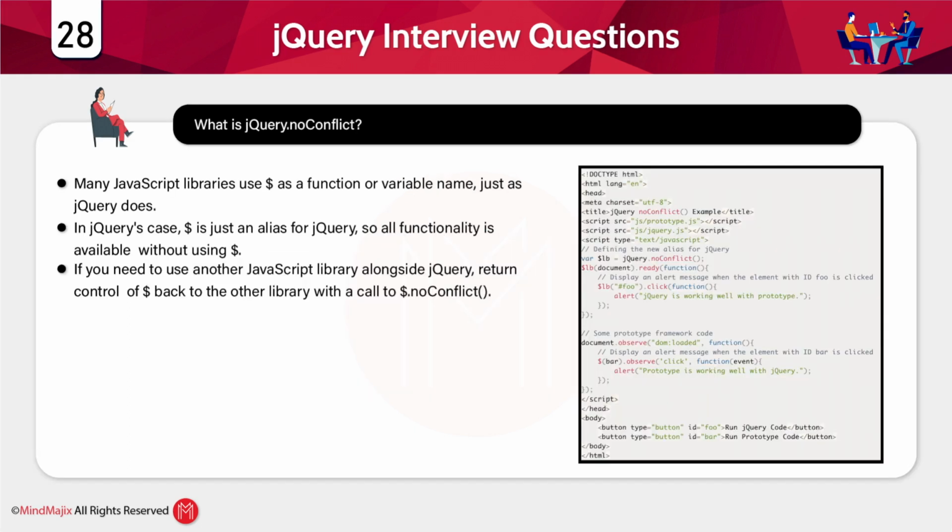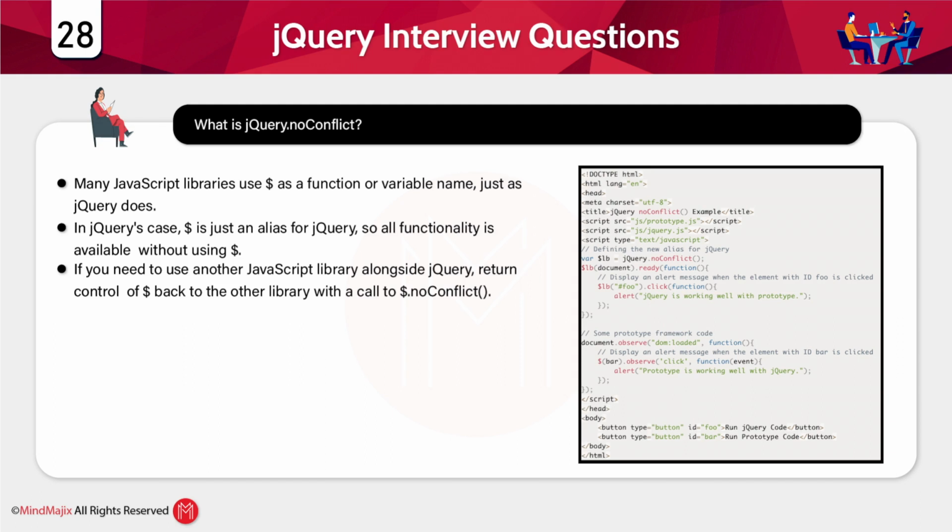Coming to the next question, what is jQuery.noConflict? So this is one of the important questions, and one of the important points which you need to keep in mind while using multiple libraries. Many JavaScript libraries use dollar as a function or variable name, just as jQuery does. Okay. In jQuery's case, dollar is just an alias of jQuery. So all functionality is available without using dollar. If you need to use another JavaScript library alongside jQuery, return control of dollar back to the other library with a call.